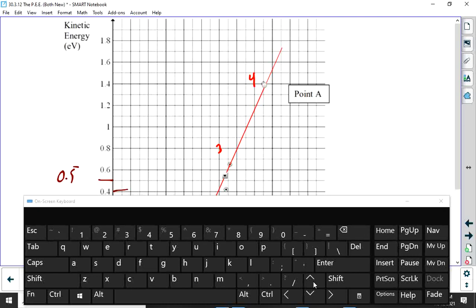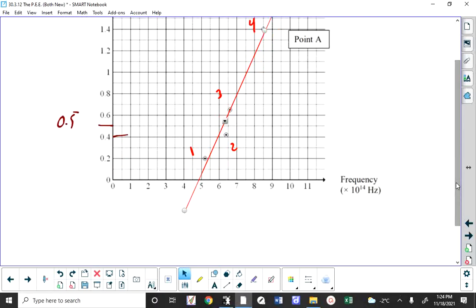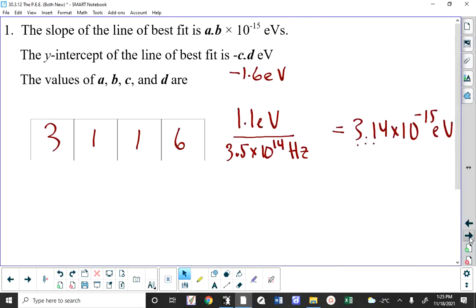That's as close as I can get, I think. And reading the x-intercept, because the x-intercept is the threshold frequency. And I would say that's pretty close to 4.9 times 10 to the 14.